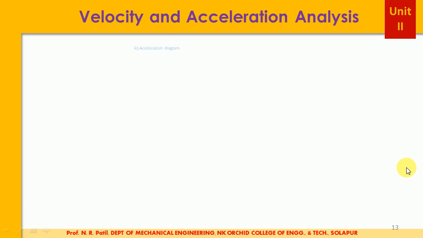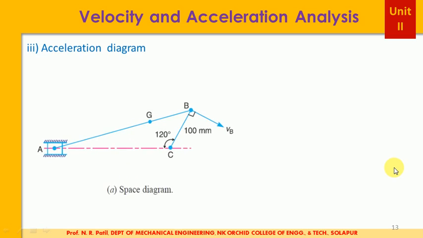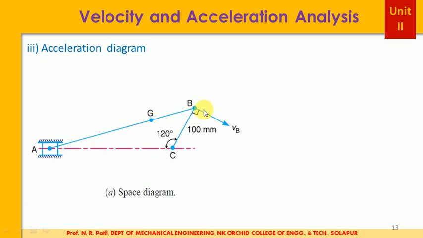So draw the configuration diagram. You have already drawn it. To draw the acceleration diagram, you have to say like this: acceleration of B with respect to C will have two components of acceleration. One is centripetal, which is parallel to the link, and tangential, perpendicular to the link. And in this problem, since angular acceleration is given, we know both the centripetal and tangential components in this case.